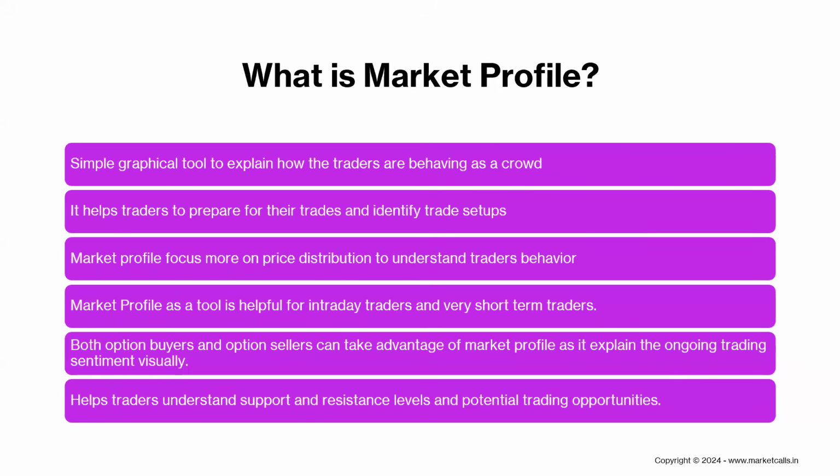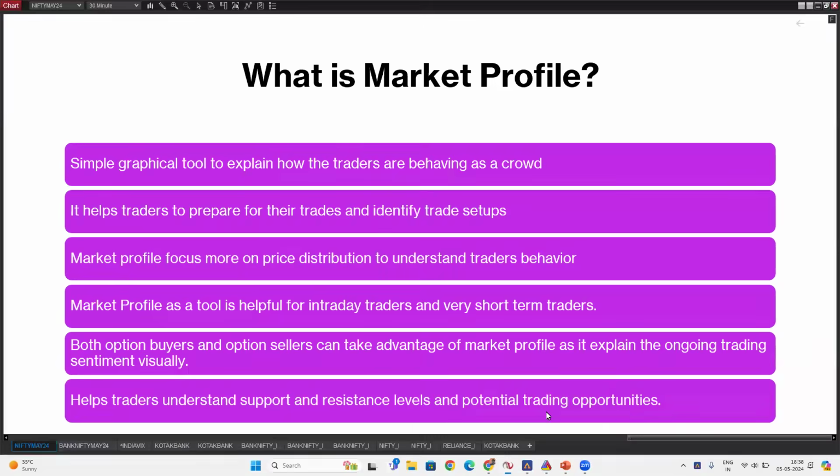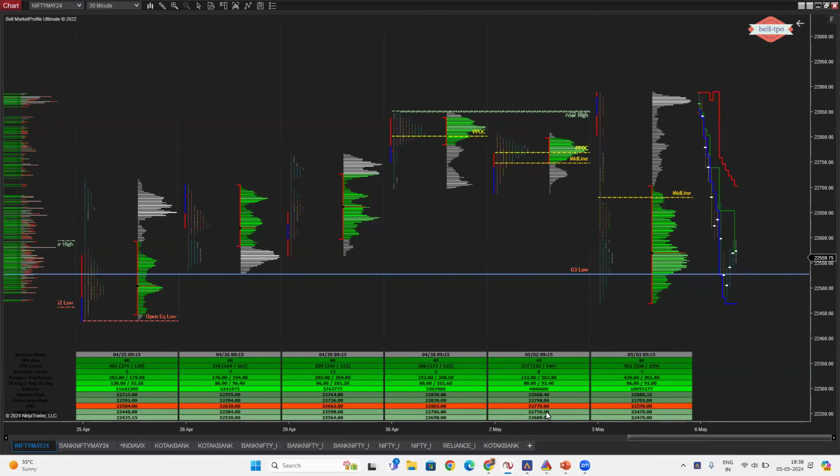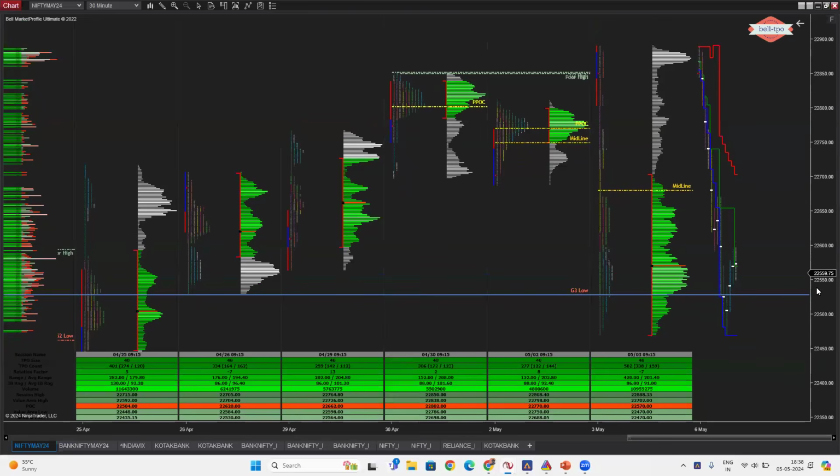For example, last Friday, what happened? Maybe I'll show you the market profile charts. Straight away, I'll show you the market profile charts. Market profile is a very good visualization tool, not only to understand the market sentiment, but also to understand what kind of confidence it has shown.